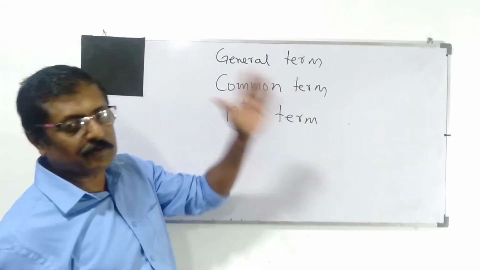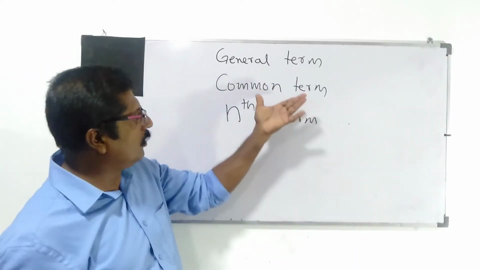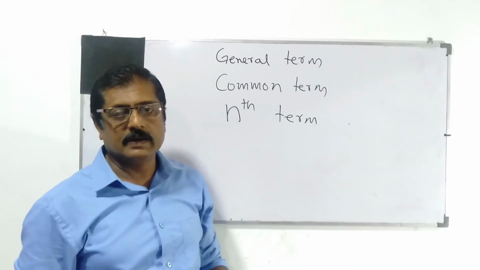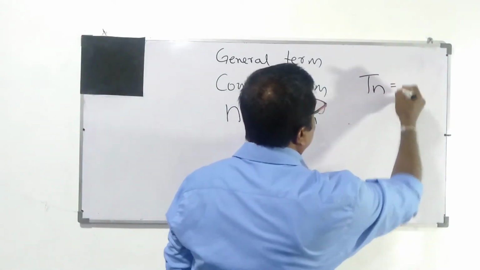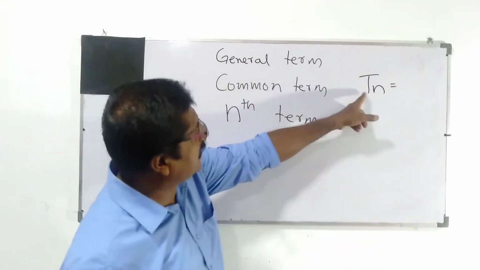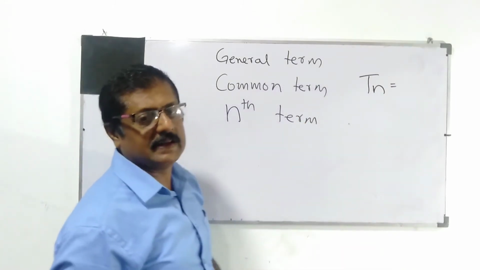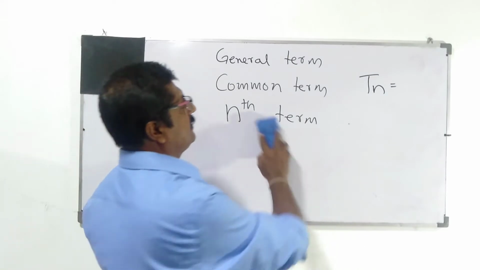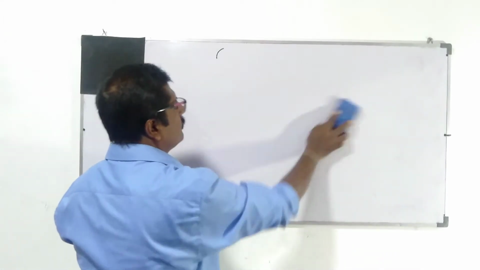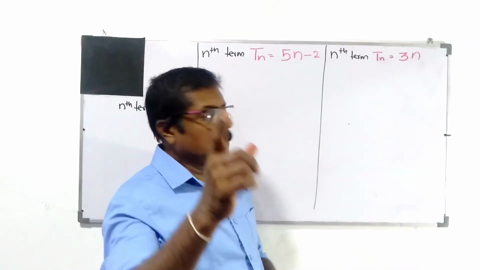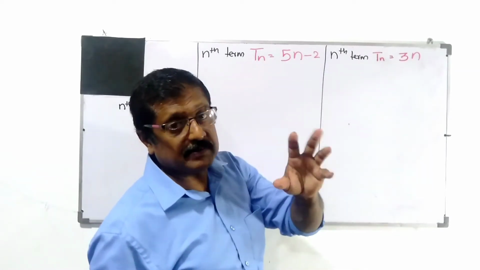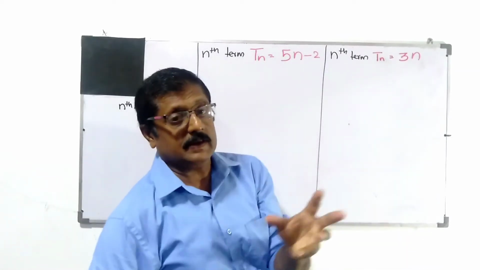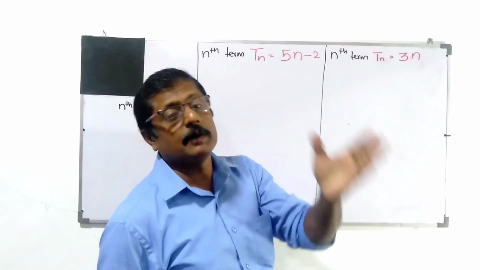All these words refer to the same thing: general term or common term or nth term. Same thing. It is given like this, Tn. Do you know why we give it as Tn? Term n. Tn. Now look at these ones. Now look at this one, nth term. That means the general term is given. Now we can build up the number pattern.